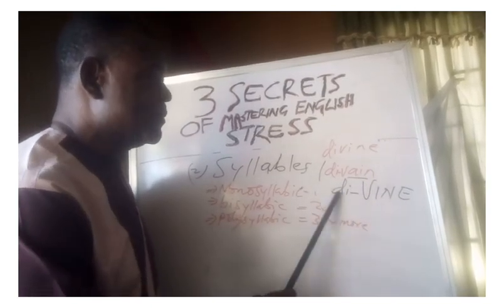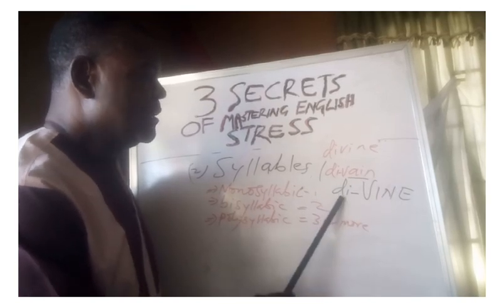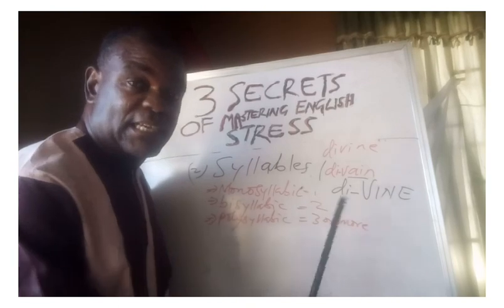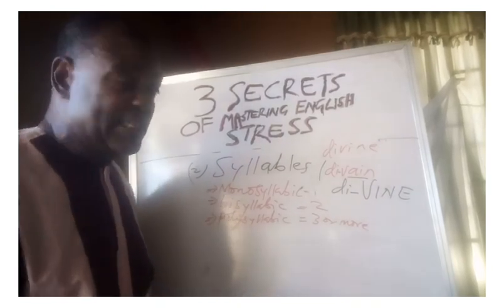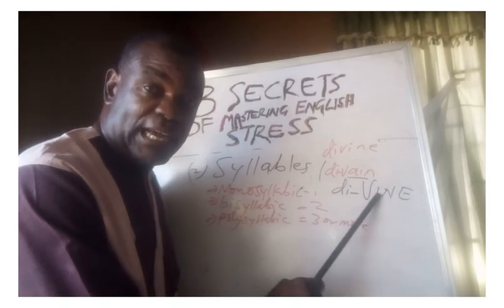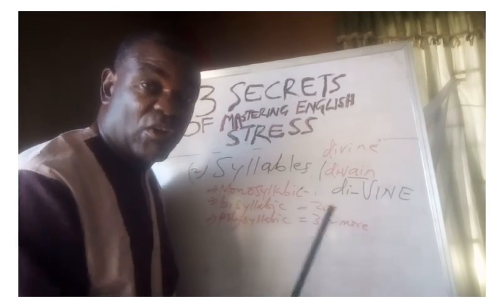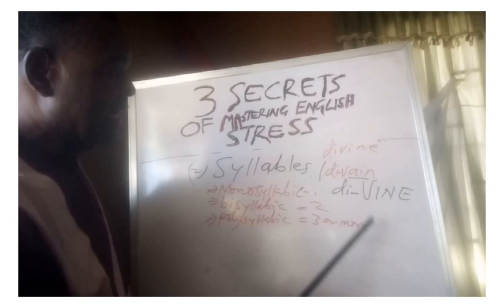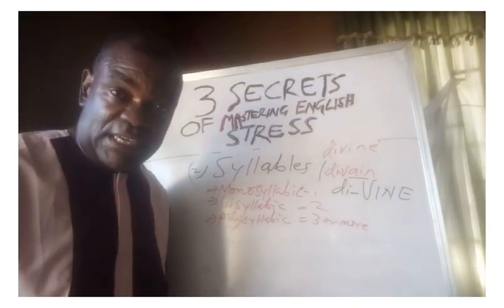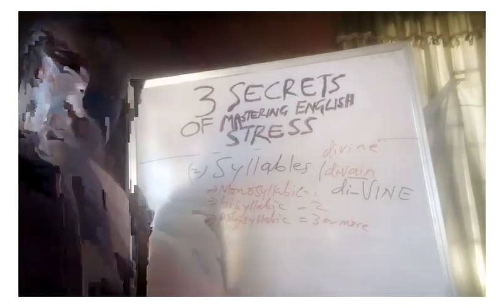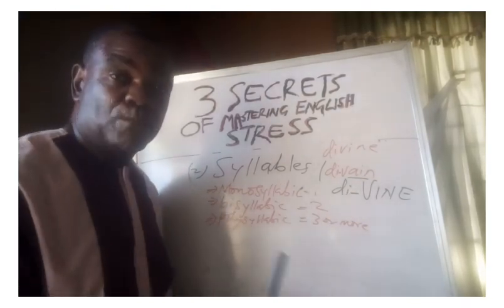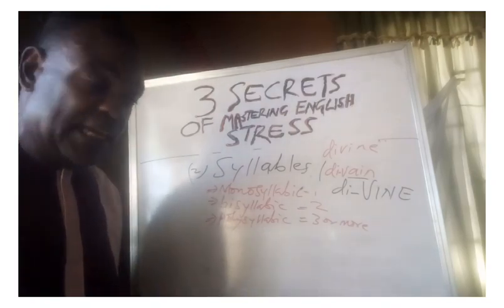Because here we have two syllables, and one is weaker in sound, the other one is stronger. It contains a stronger vowel sound. So stress is placed on that particular syllable that contains a stronger vowel sound. That's exactly how syllables also affect stress. Not only the number of syllables that determine stress, but also the quality of sound that each syllable contains.